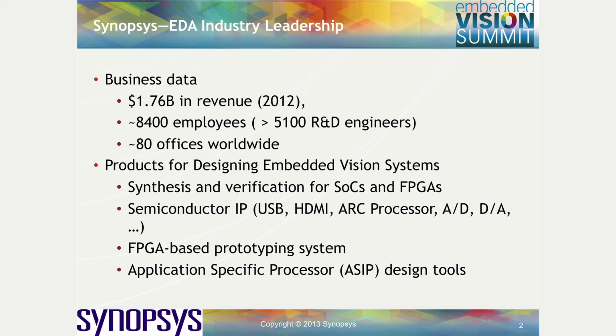So what are we doing in embedded vision? Of course, everybody who would be interested in making ASICs for embedded vision may already be using Design Compiler and VCS. But we're also an IP provider. We're the second largest IP provider next to ARM. We also have an FPGA-based prototyping system that we're demonstrating upstairs. And finally, and that's what I'm working on, we're working on methodologies and tools for making application-specific processors. Processors that are very efficient in doing a very specific task.